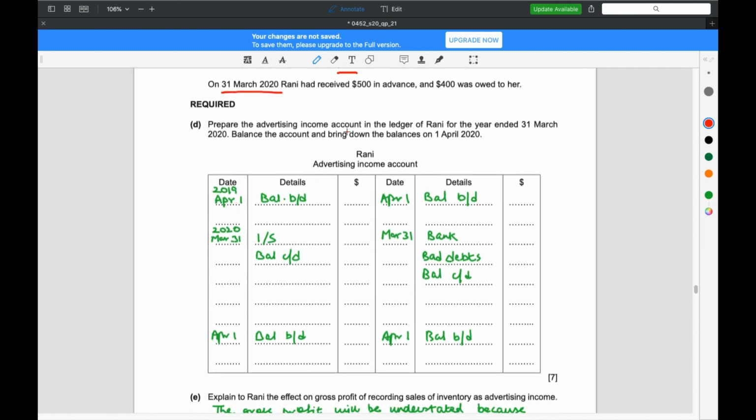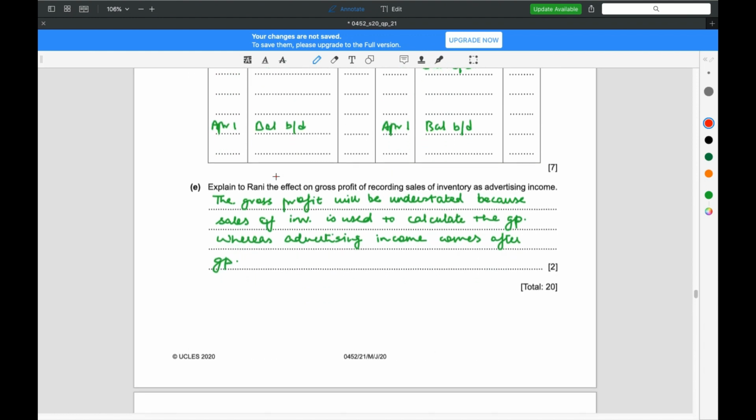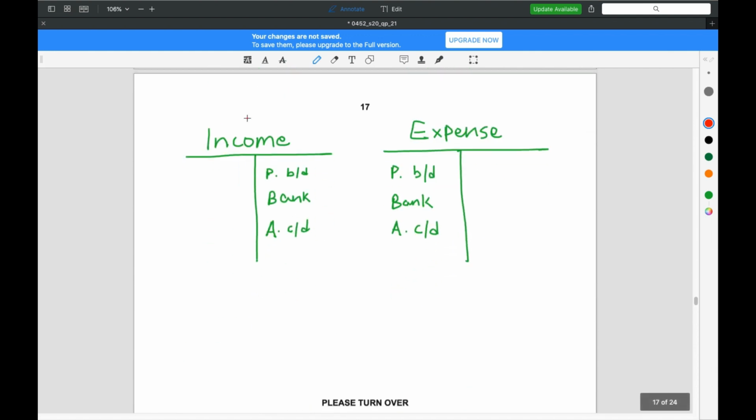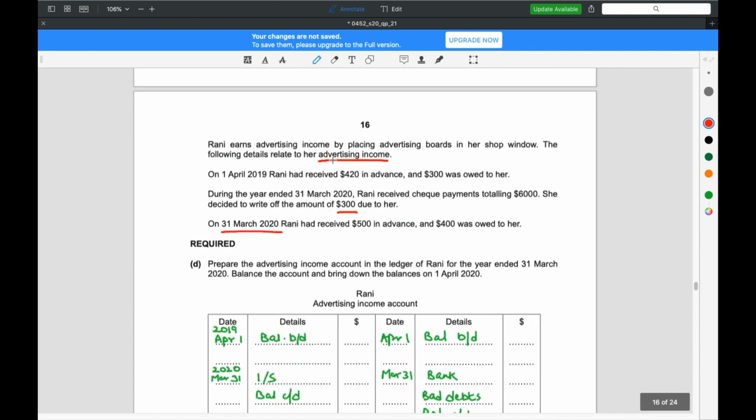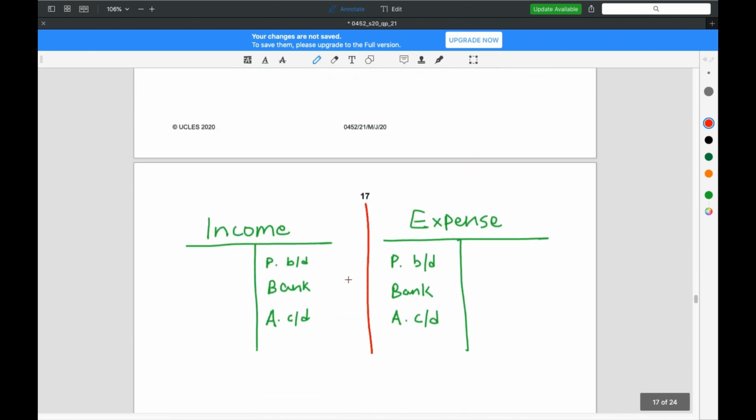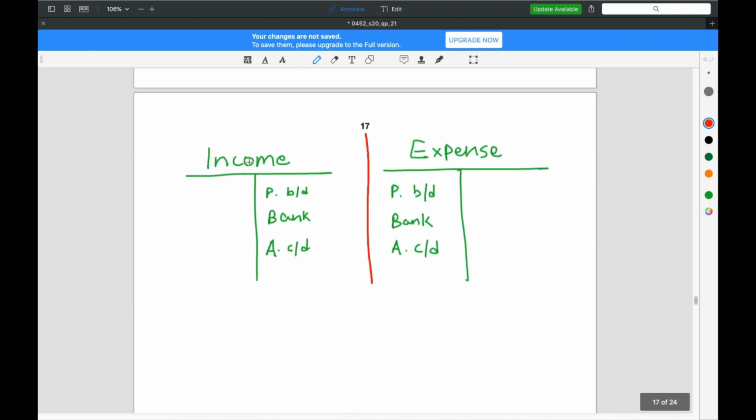So if you don't know the format for this or the logic to this, I have a pretty simple way of memorizing it. Because we're going to be dealing with the advertising income. So if it's an income account, you can just memorize this, that the prepaid amount brought down is going to be over on the credit side. The bank amount, or whatever you paid or whatever you got, because it's an income you got in the bank, right?